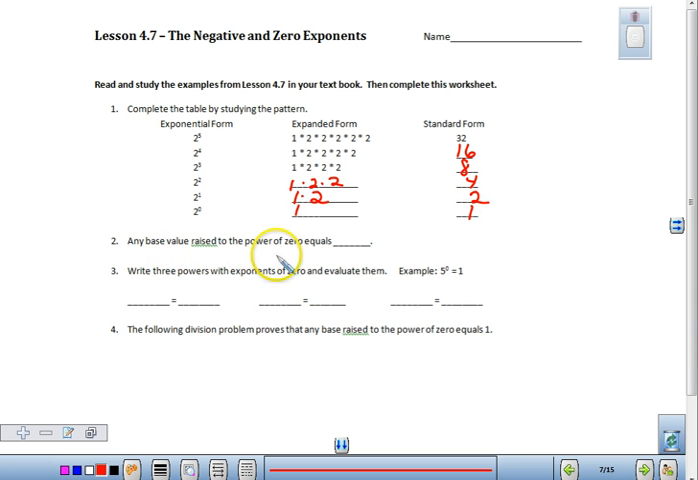So it says any base raised to the 0 power is always 1. You got to get that in your memory. So if I would look at 4 to the 0, you should tell me 1. How about 1/2 to the 0? That's 1. Anything to the 0 power is 1.